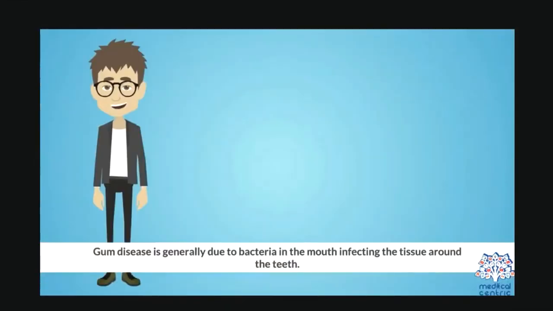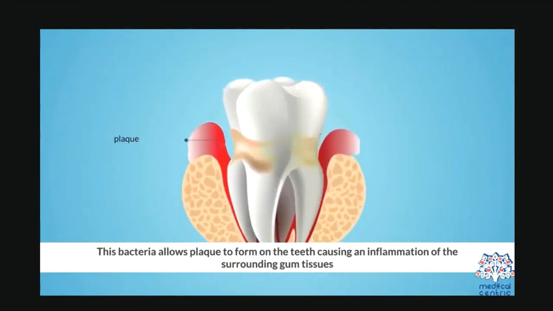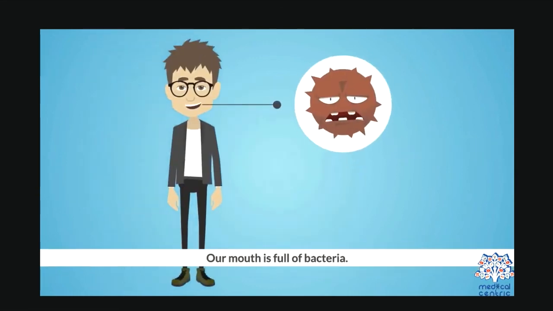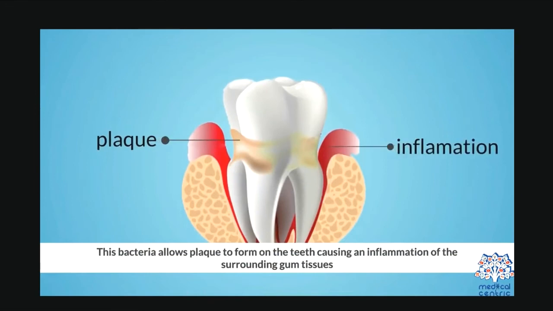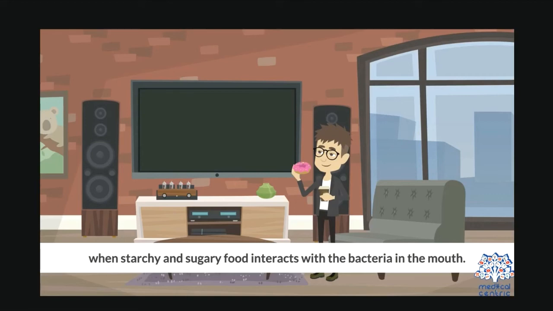Causes. Gum disease is generally due to bacteria in the mouth infecting the tissue around the teeth. This bacteria allows plaque to form on the teeth, causing an inflammation of the surrounding gum tissues. Our mouth is full of bacteria. Plaque is a sticky, colorless film that accumulates on the surface of the teeth when starchy and sugary foods interact with bacteria in the mouth.